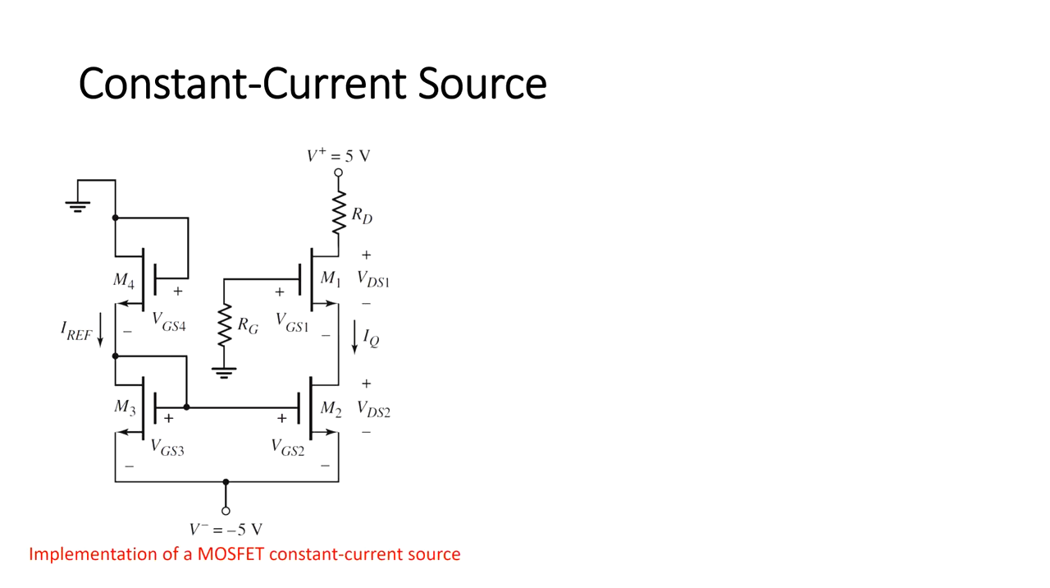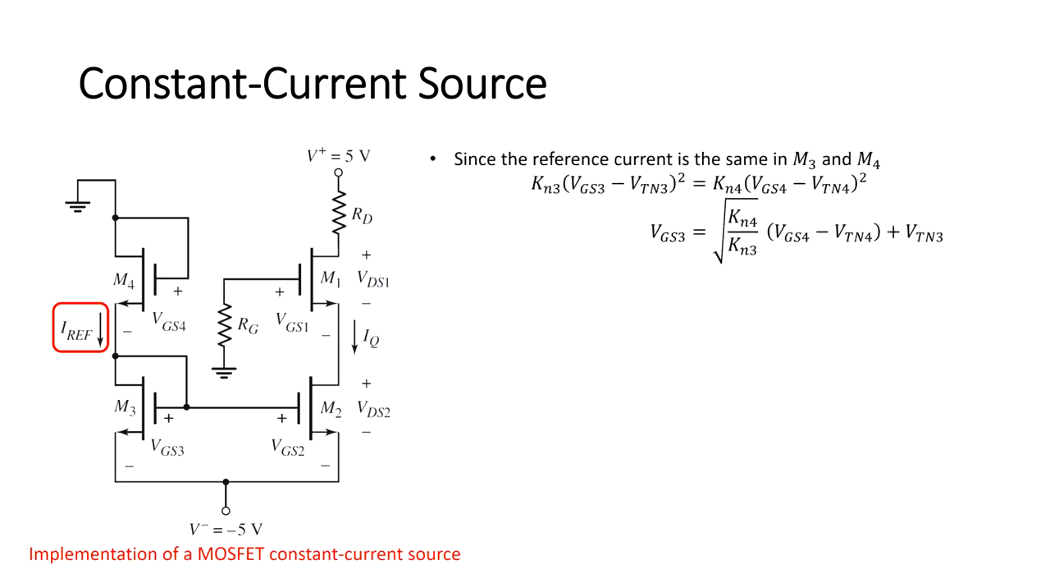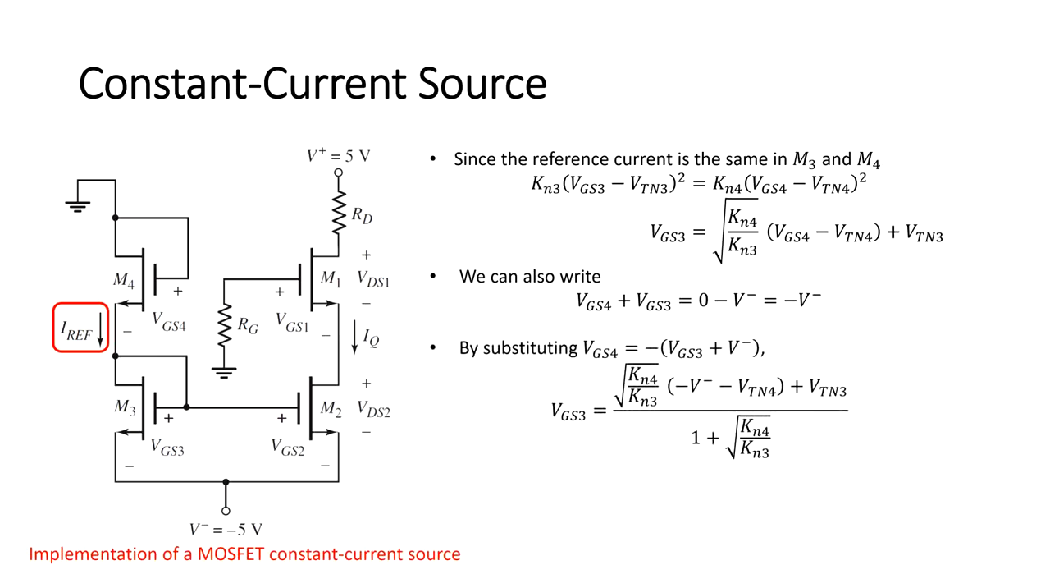Since the reference current is the same in M3 and M4, we can give the following. We can also write, then the gate to source voltage of M3 can be rewritten. Finally, since the gate terminals of M2 and M3 are connected to each other, the current IQ can be expressed in terms of the gate to source voltage of M3 as follows.